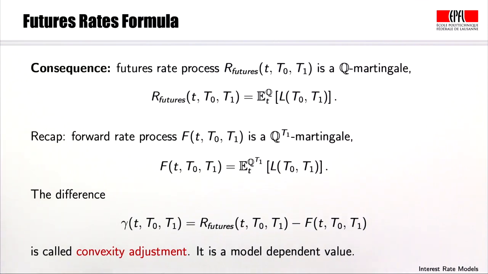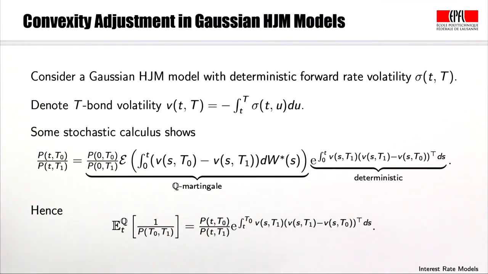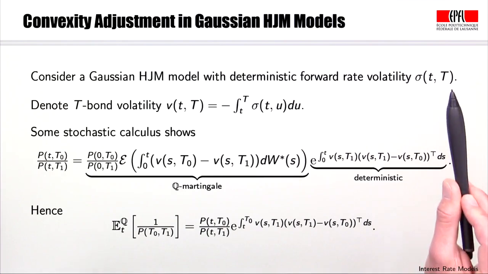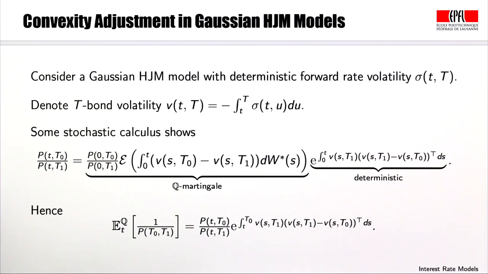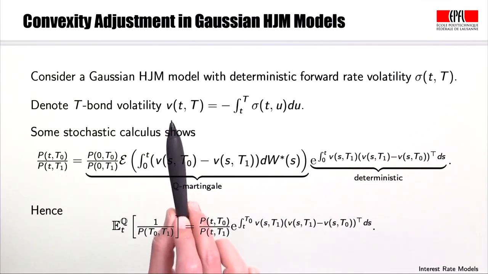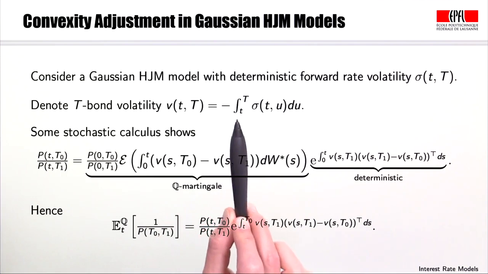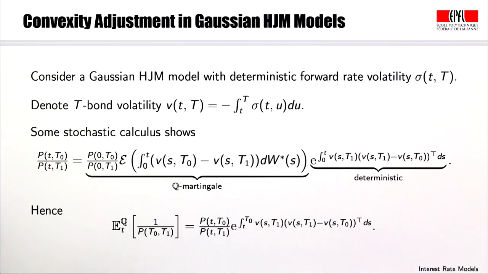This value depends on the underlying interest rate model. We now calculate the convexity adjustment in a Gaussian Heath-Jarrow-Morton model. Consider a Gaussian Heath-Jarrow-Morton model with a deterministic forward rate volatility sigma. As usual, we denote the T-bond return volatility by the letter V. It is minus the integral of sigma. Some stochastic calculus then shows that we can express the T0 bond price divided by the T1 bond price as shown here.